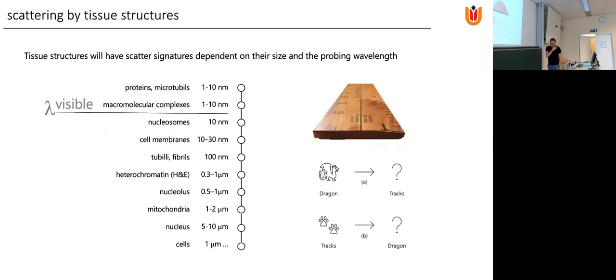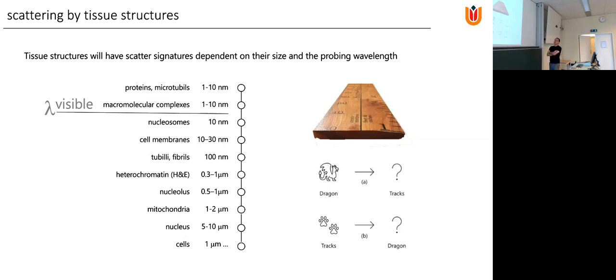So now what does that mean for tissue? Well, we have a lot of differently sized structures inside the tissue. So if we illuminate that with a certain wavelength, we can expect different responses for the different structures. This is a list of what you can encounter as a scatterer in tissue. It goes from very small, from proteins in the size of nanometers, all the way up to cells that can be micrometers or even larger in size.